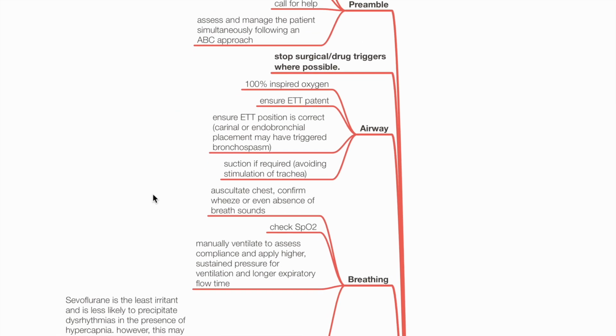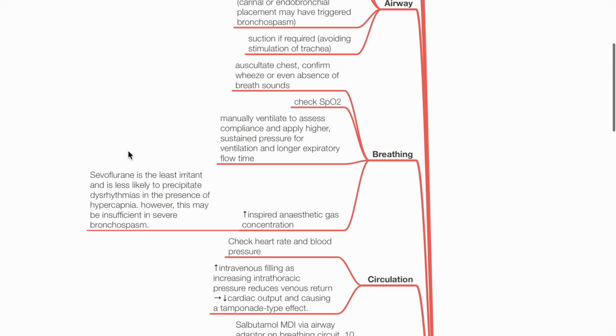Airway. 100% inspired oxygen. Ensure ETT is patent. Ensure ETT position is correct. Carinal or endobronchial placement may trigger acute bronchospasm. Suction if required. Breathing. Auscultate chest and confirm wheeze or absence of breath sounds.